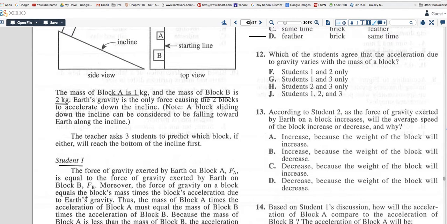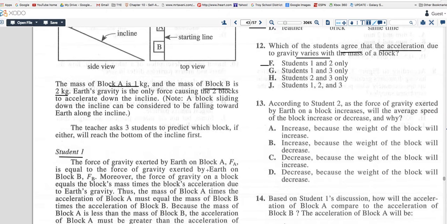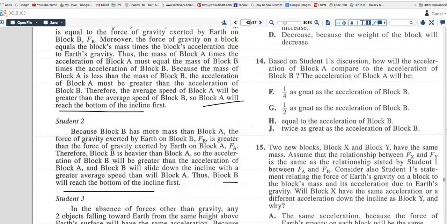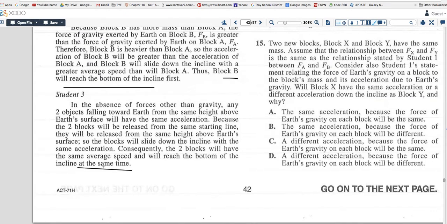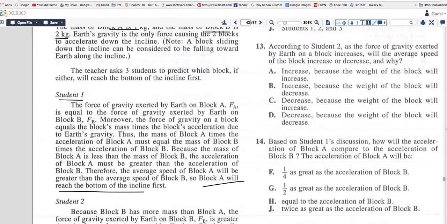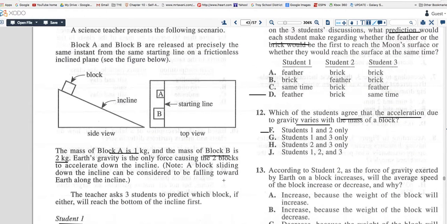All right, number 12. Which of the students agree that the acceleration due to gravity varies with the mass of the block? Manvita. It's F because student 3 says that mass doesn't matter. And the other two say that if it's heavier, then it goes faster. If it's lighter, it goes faster. Good. So student 1 and 2 say if it's heavier and lighter, the speed's going to be changed. Student 3 says the mass doesn't matter. They're going to reach the bottom at the same time. So yes, it is F. It's student 1 and 2.